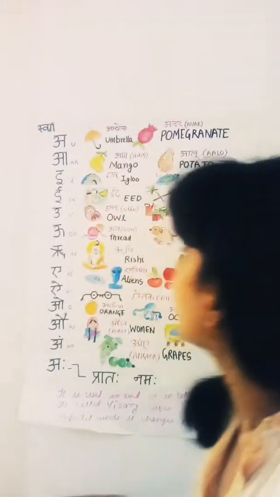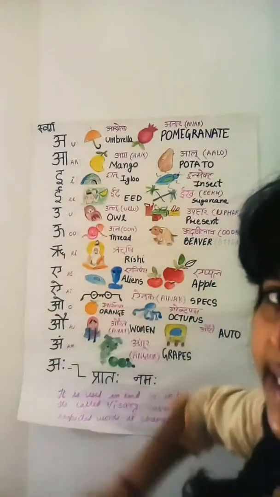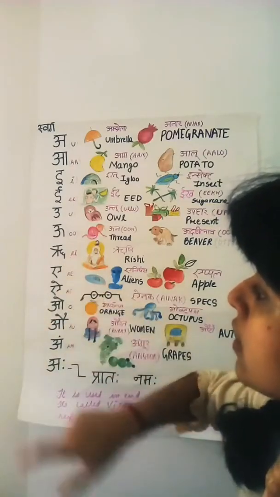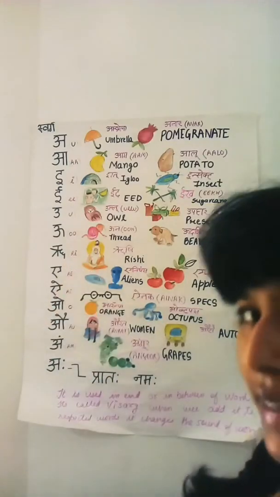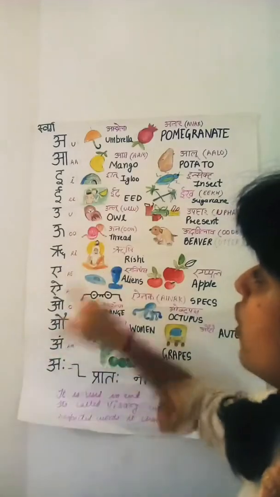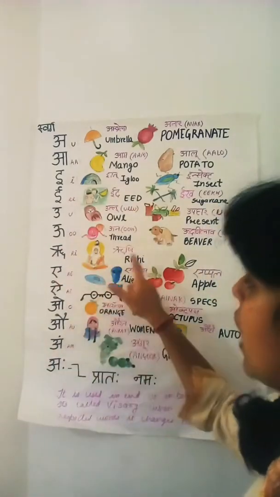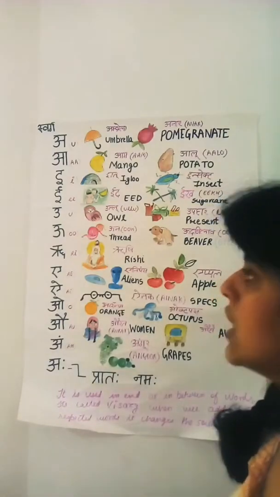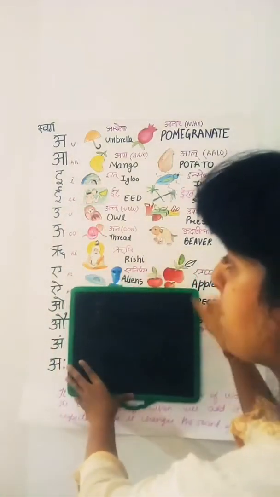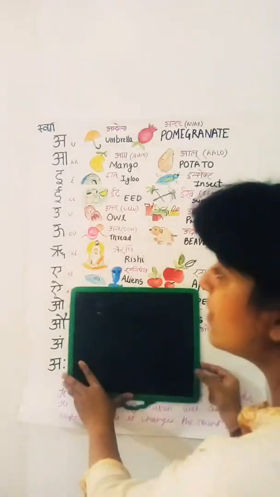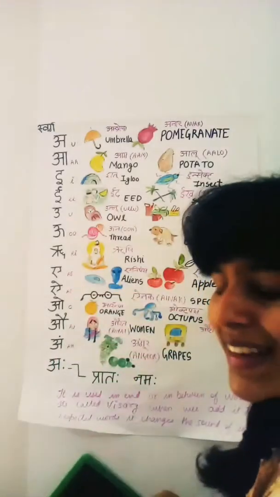Okay, so the next letter is Ri. R-I. Ri for Rishi. So how do we write Ri? See, there is a Rishi sitting here. Rishi is actually priest in English.